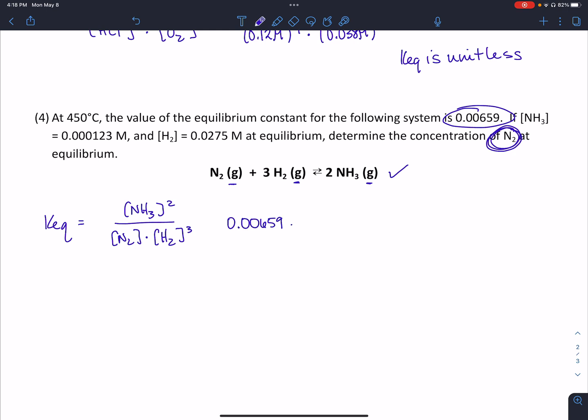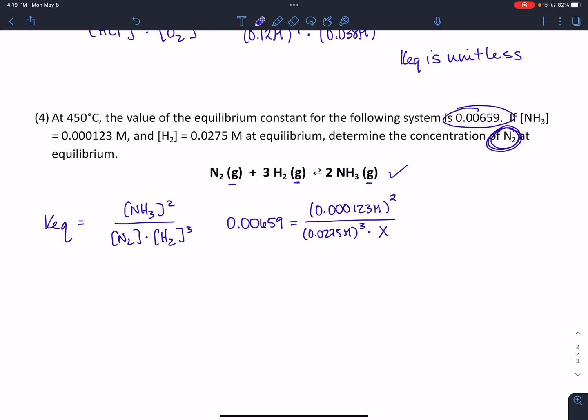Now this time we're going to list our KEQ value at 0.00659 and plug in what we do know, 0.000123 molar squared. That's our NH3 amount. And then for hydrogen, we know that the concentration there is 0.0275 molar. We're going to cube that, and it's going to be times our unknown, X, which is the concentration of N2. I'm going to cube the 0.0275 and then multiply it to the other side. Sorry, mathematics. I'm going to multiply both sides by X and then divide by that KEQ value.